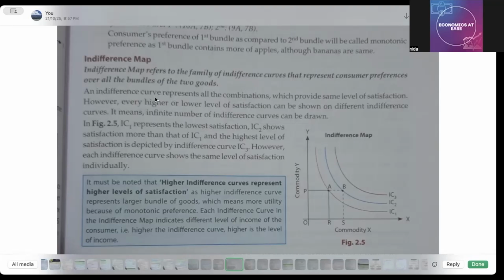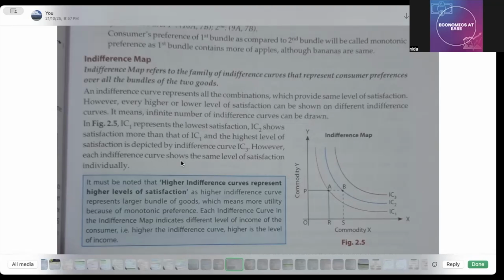So an indifference curve represents all the combinations which provide the same level of satisfaction, and every higher or lower level of satisfaction can be shown on different indifference curves. It means IC1 क्या हो रहा है? सबसे नीचे है, तो ये लोवेस्ट सेटिस्फैक्शन शो करेगी. IC2 जो आपकी कर्व है, वो IC1 से ज्यादा आपको सेटिस्फैक्शन शो करेगी, और IC3 हाईएस्ट होगा. ओके, यहाँ पे कॉम्बिनेशन यानी कि बहुत ज्यादा है, राइट?